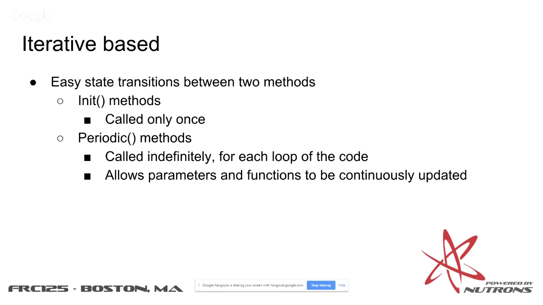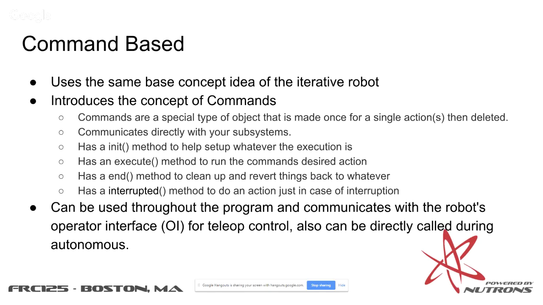The first thing you should know is the difference between iterative-based robots and command-based robots. The Neutrons use command-based robots, which I'll explain in the next slide. But basically, an iterative-based robot is an easy state transition between two methods: init, which is called once at the beginning of that phase, and periodic, which will be called indefinitely for each loop of the code. So it's basically like a while loop that runs forever until you tell it to stop running. That allows for parameters and functions to be continuously updated and run as your robot drives around the field and plays the game.